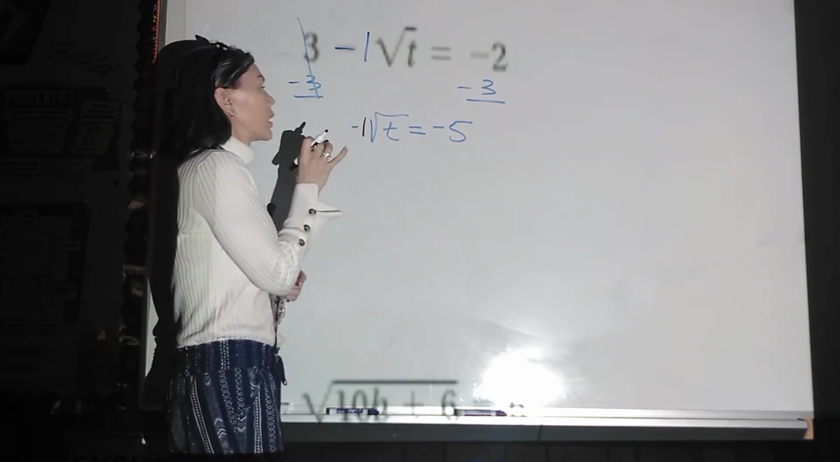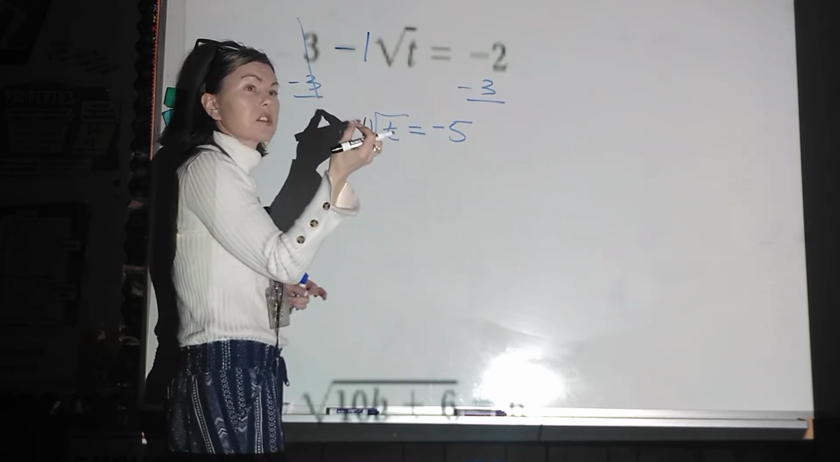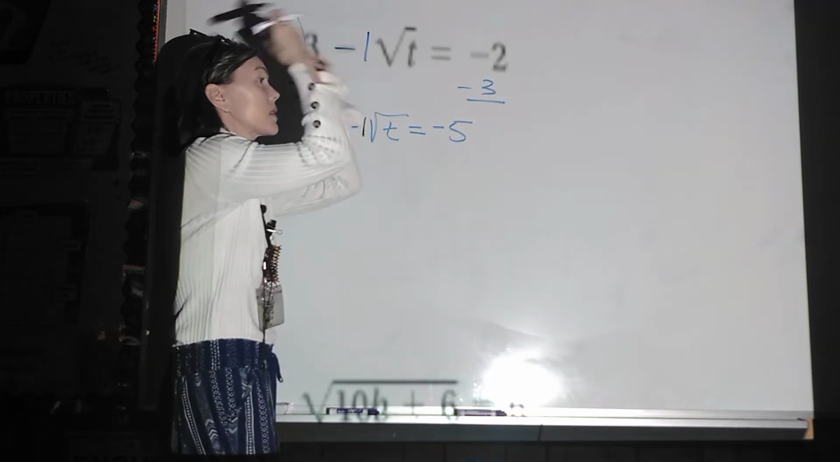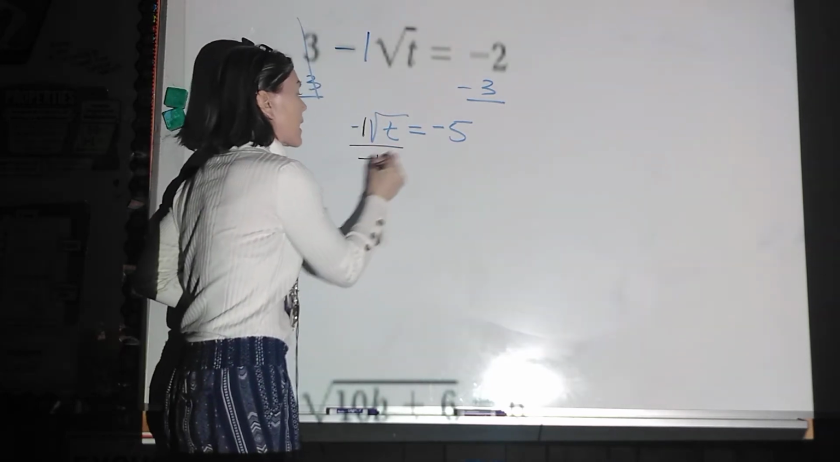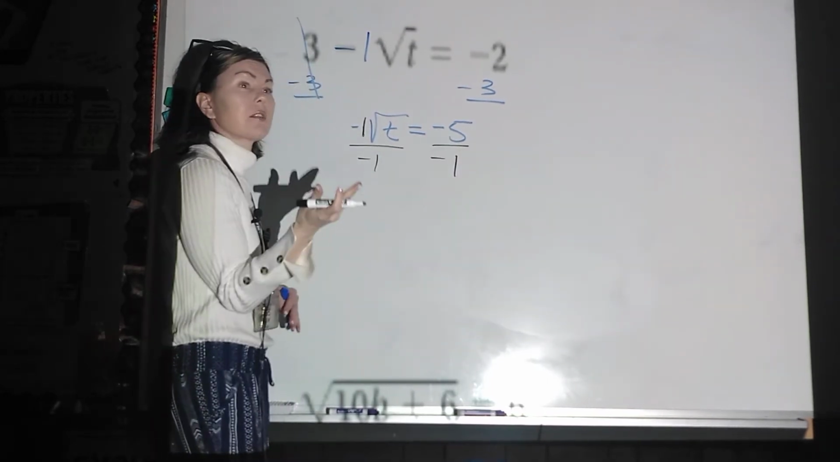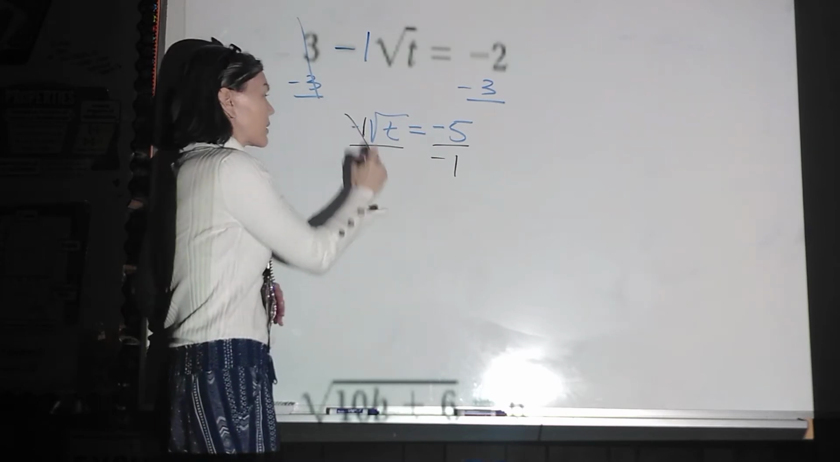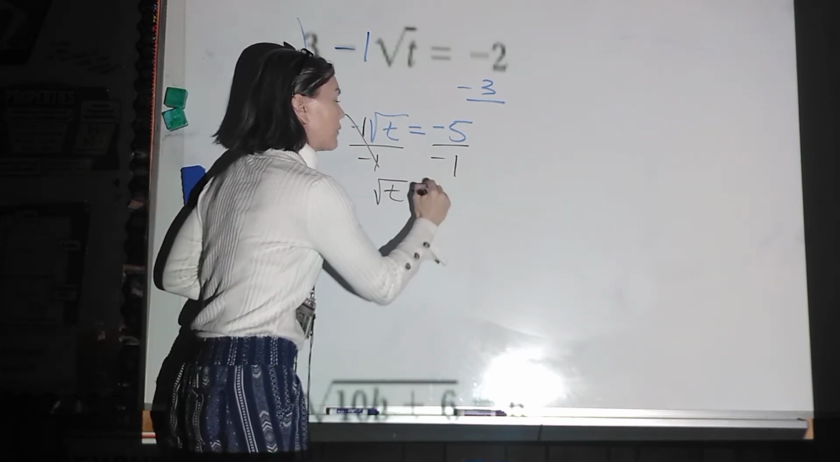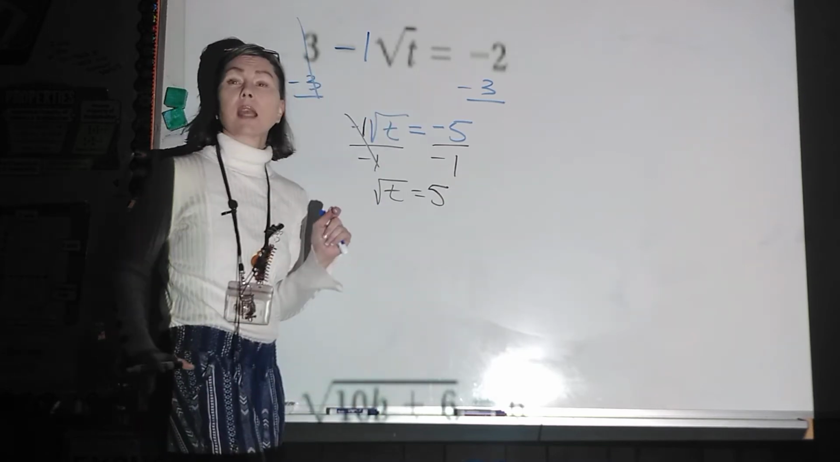So what's the opposite of times? Divide. So you have to get rid of the negative first. Ding, ding, ding, okay, folks? Divide by negative 1. The opposite of multiply is divide. Those cancel, bring down your radical t, and we have a positive 5. A negative divided by a negative gives me a positive.